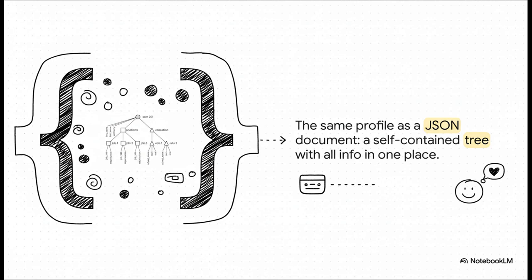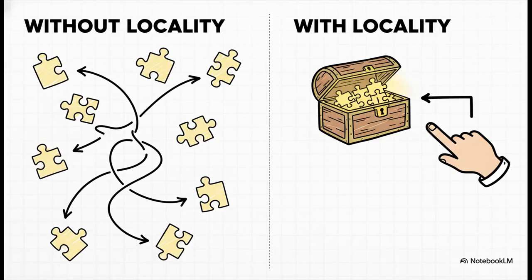So instead of shredding that profile into a million pieces, it keeps the whole thing together in one self-contained JSON document. It's basically a tree with all the user's information, jobs, education, you name it, all nested right inside. And this is huge. It looks almost exactly like an object you'd see in the application code itself. Developers absolutely love this.